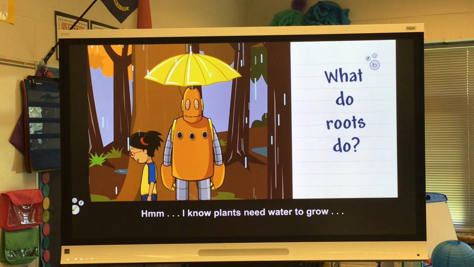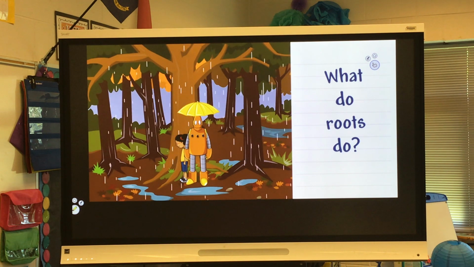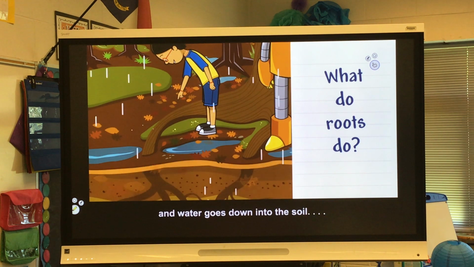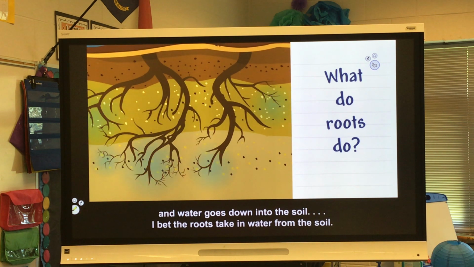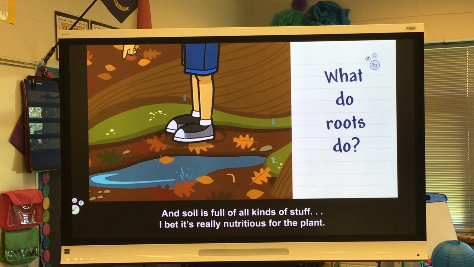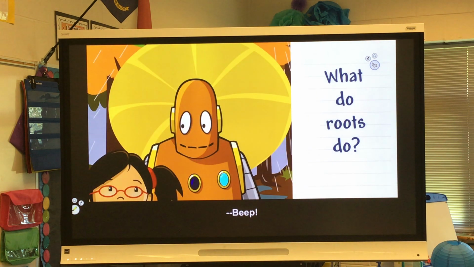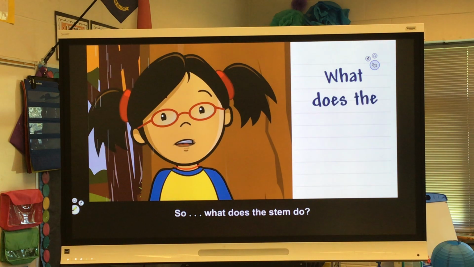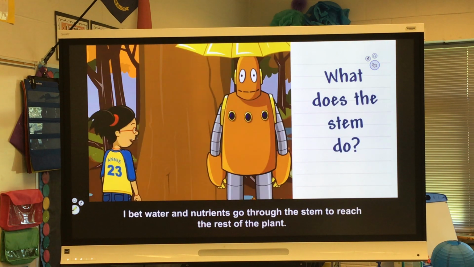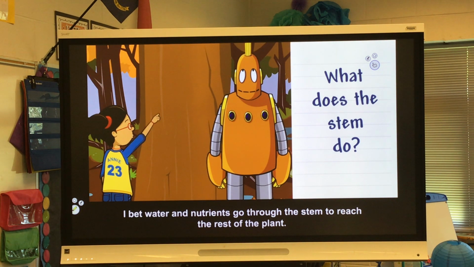Plants need water to grow. And water goes down into the soil. I bet the roots take in water from the soil. And soil is full of all kinds of stuff. I bet it's really nutritious for the plant. The roots must absorb the nutrients and send them up the stem. So, what does the stem do? I bet water and nutrients go through the stem to reach the rest of the plant.